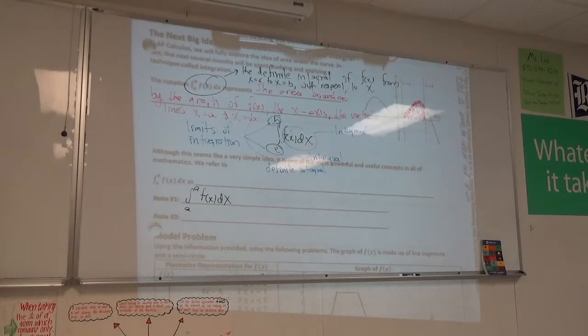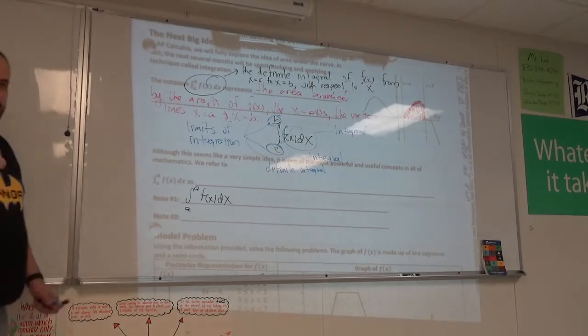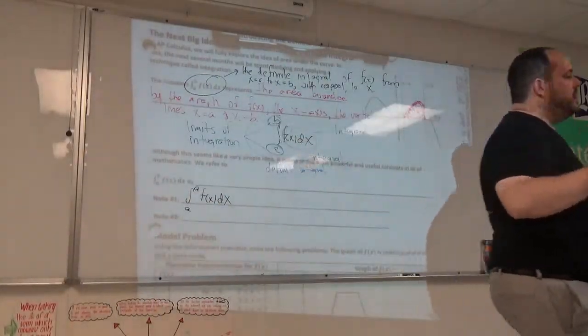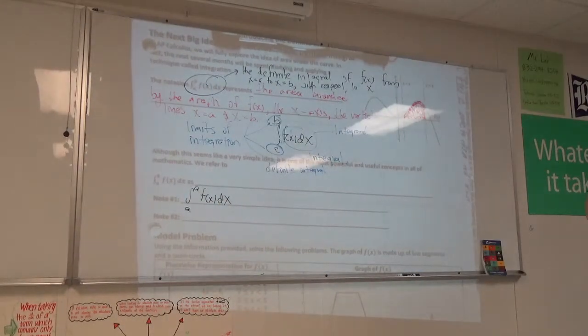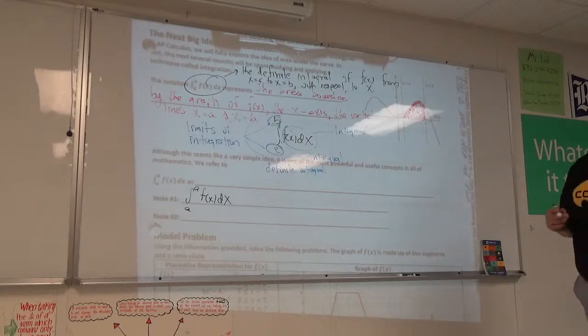You said a, from a to a. Trust your instincts. The definite integral of f of x from x equals a to x equals a. But isn't... go ahead, go for it. Because the boundaries, they're the same.